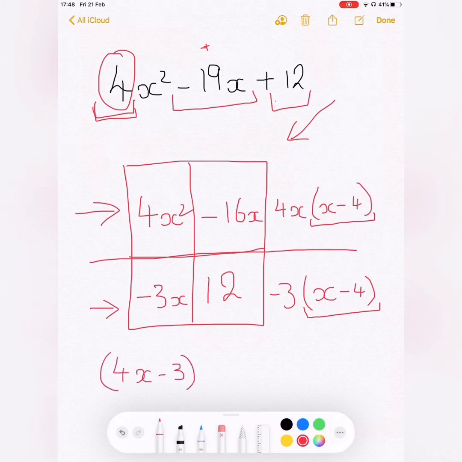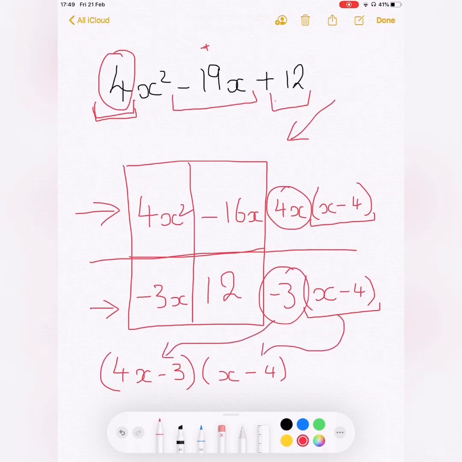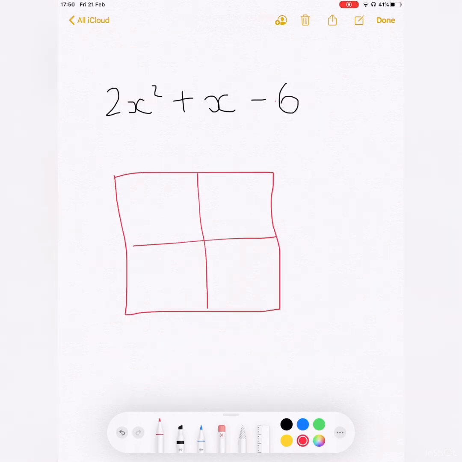And then what we do is to form our other bracket, we just take these terms in front, we put them into their own bracket, and we take this bracket and put that as our second, and that is your factorised form. So again, another non-x squared coefficient. So what we're going to do is draw this grid, and we're going to put this term in the first box and this term in this box. And remember to find what these two boxes add to.